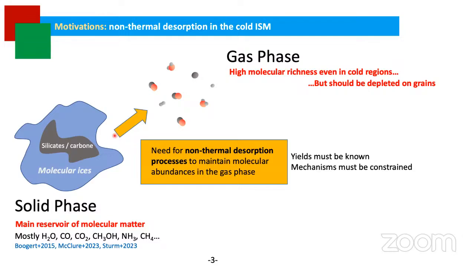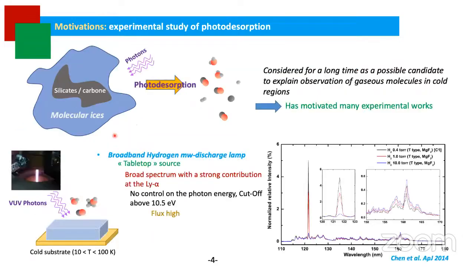So, of course, there are many ways of non-thermal desorption. You can have chemical desorption, you can have desorption induced by shocks between grains, you can have desorption induced by shocks of cosmic rays, for instance. And I will focus more on the photon-induced desorption. That means the desorption which is induced by UV or even X-ray radiation. And this is usually referred to as photodesorption.